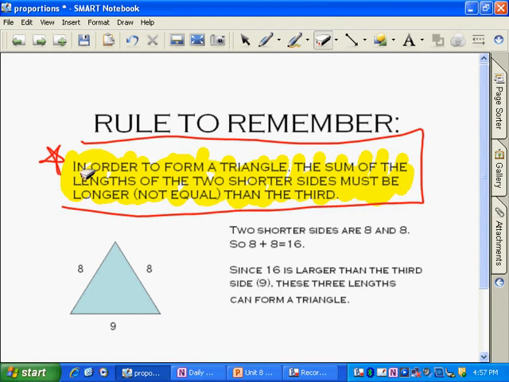Something else we talked about in class today was the length of sides, and I know I'm going through this pretty fast. The rule is that in order to form a triangle, the sum of the lengths of the two shorter sides must be longer than, can't be equal to, the third.